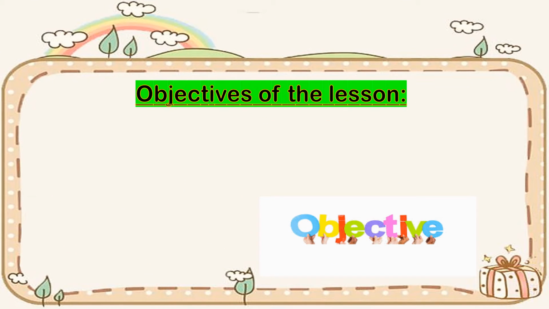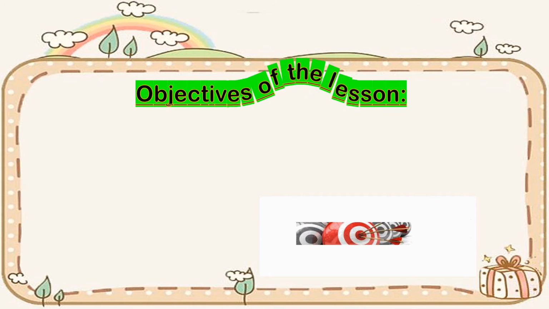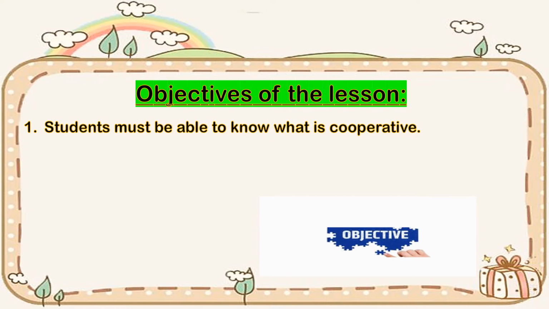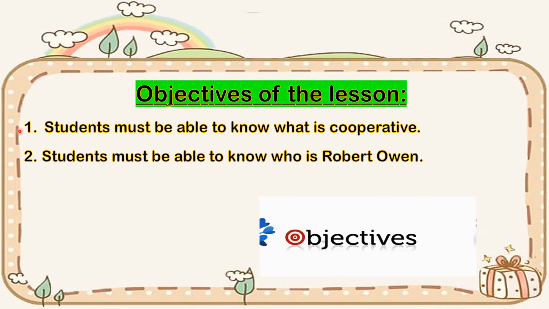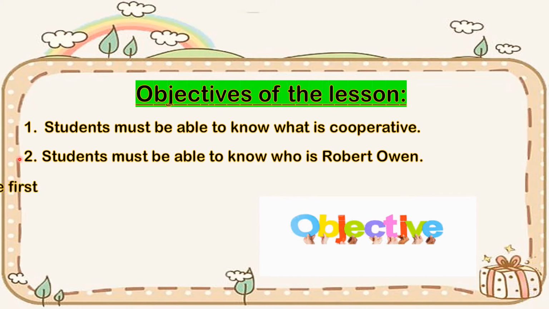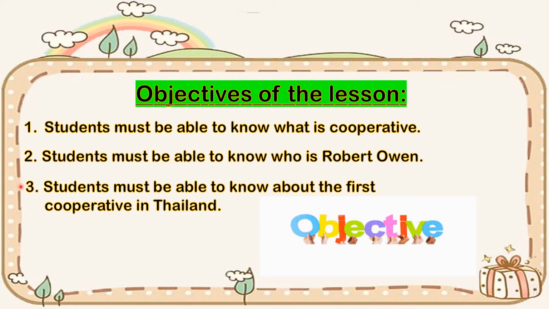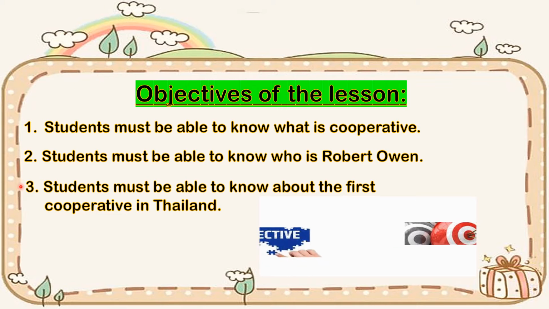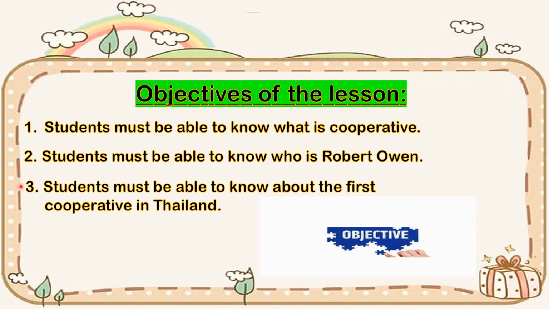Now, class, before we proceed with our discussion, let us know first what the objectives of the lesson are. The first one is that students must be able to know what a cooperative is. Number 2, students must be able to know who Robert Owen is. And the third one is that students must be able to know about the first cooperative in Thailand. Now, let's proceed to our online discussion.